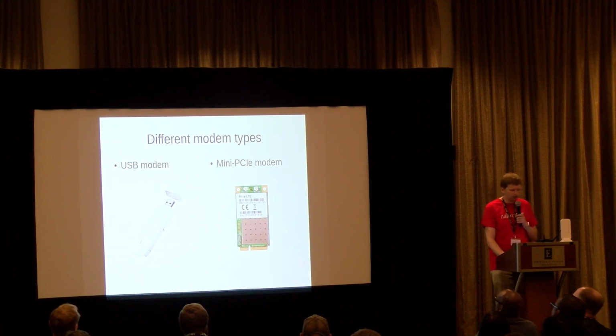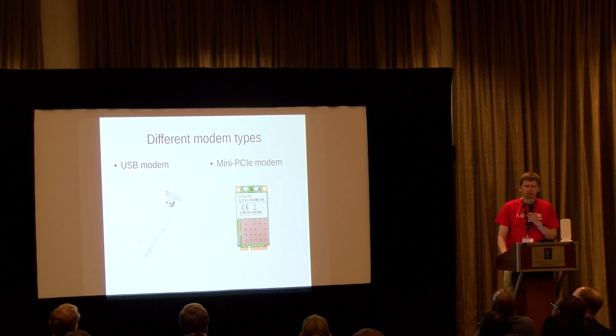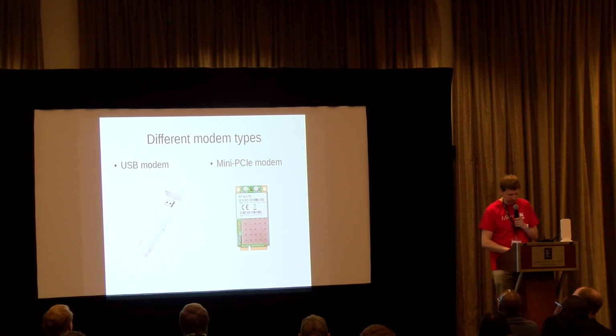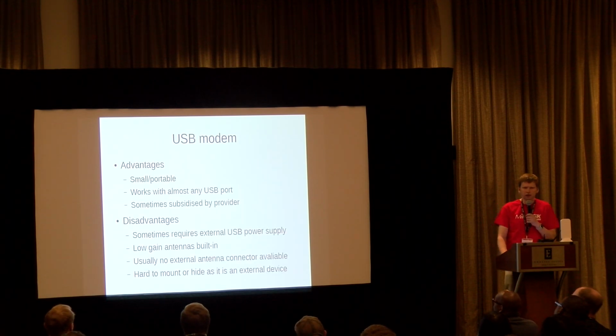So first we have the modem types. There could be two types of modem. First is the external USB modem, like you have in the picture. And second is the mini PCI Express kind of modem, just like we have our card here. So what are the advantages and disadvantages of each of these modems?